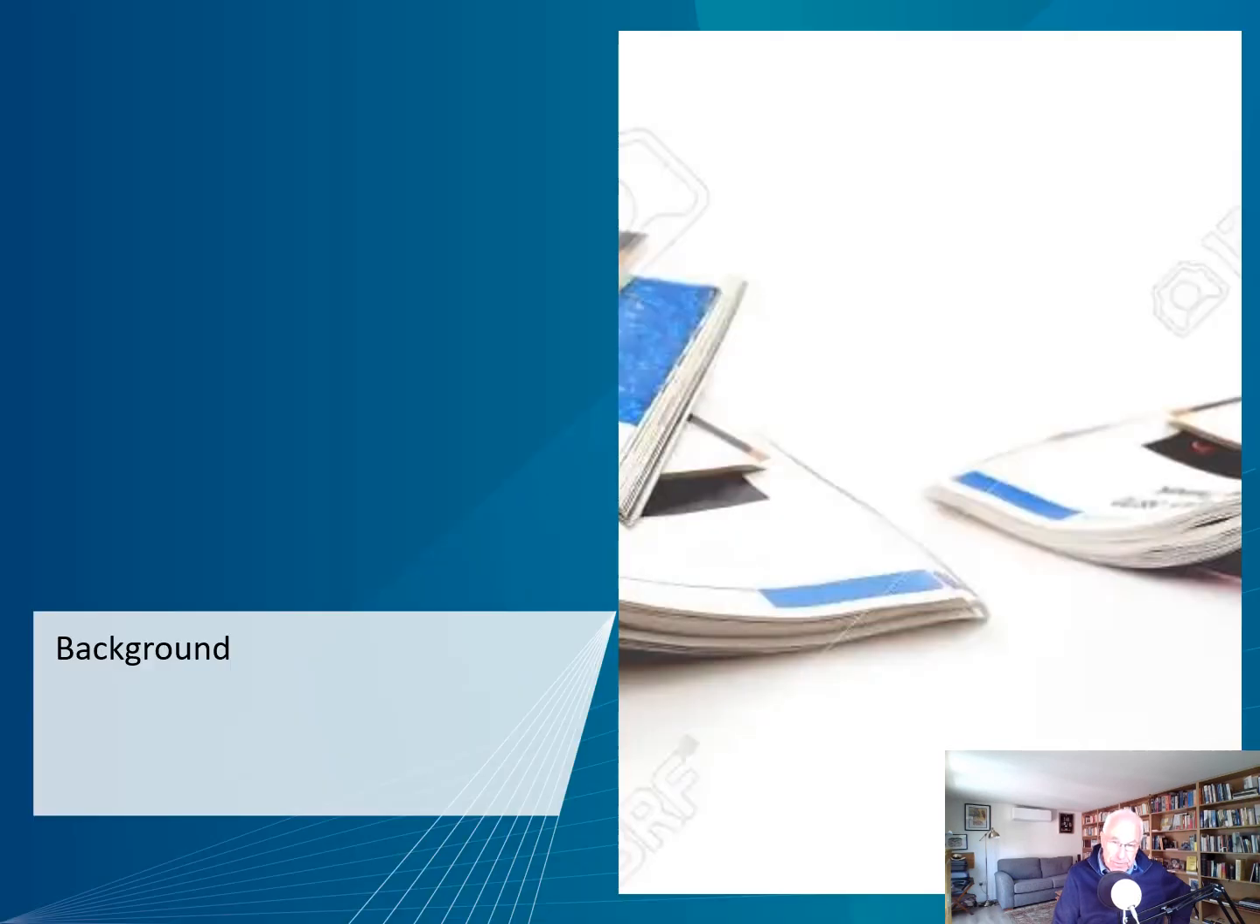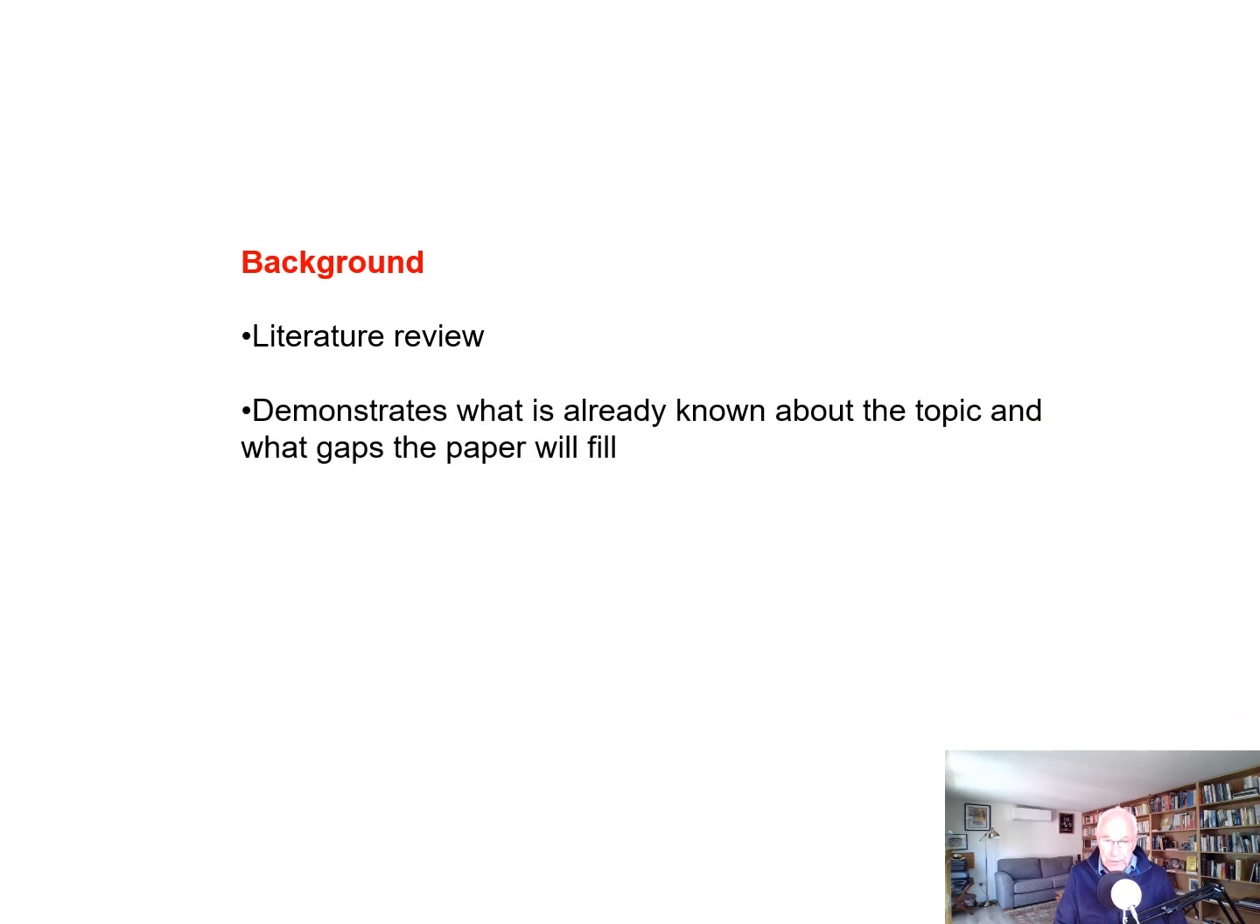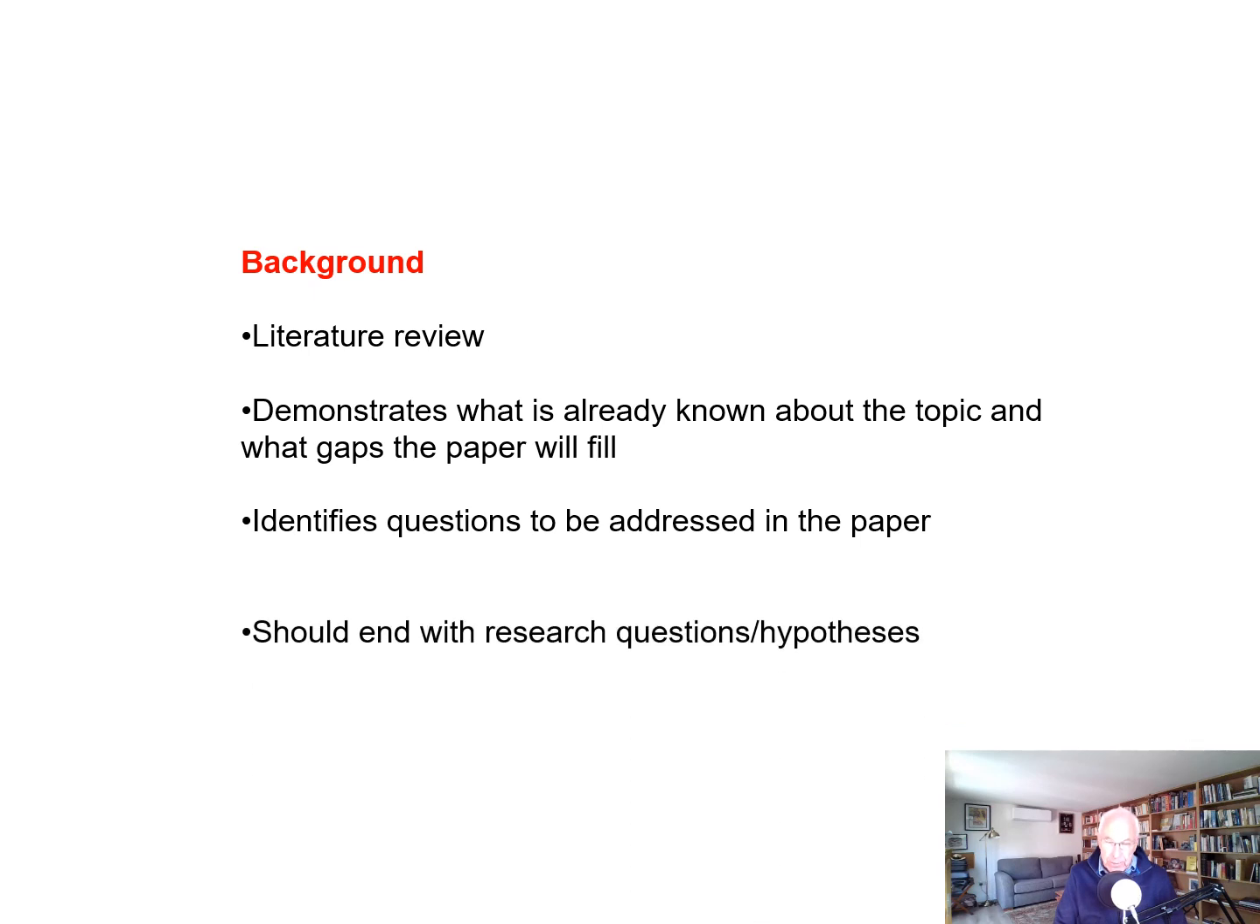Then the background, which can be a section of the introduction, or it may be a separate section altogether. The background is essentially a literature review, not a systematic literature review, but it should be containing the literature that supports your article. It should demonstrate what's already known about the topic and what gaps the paper will fill. It should identify the questions to be addressed in the paper, and it should end with a research question or a hypothesis in the case of, for example, a clinical trial.